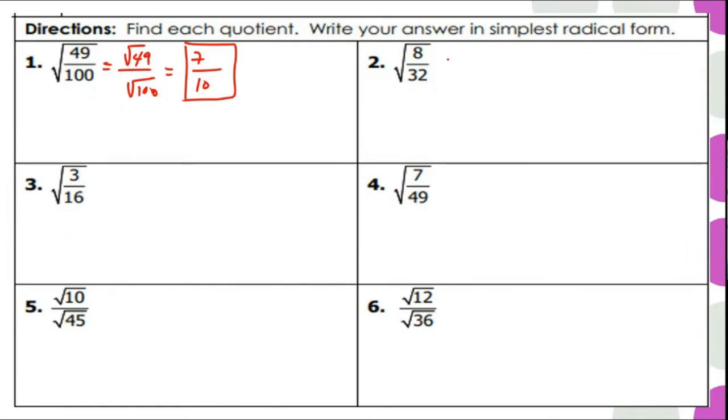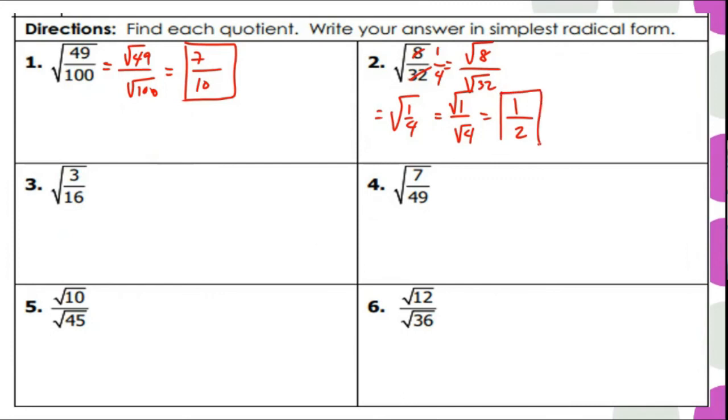With number 2, we have the square root of 8 over the square root of 32, and we can have this in simplest form. The common factor is 8. 8 divided by 8 is 1, 32 divided by 8 is 4. So that is simply the square root of 1/4. We can have square root of 1 over the square root of 4. Square root of 1 is 1, square root of 4 is 2. The answer is 1/2.